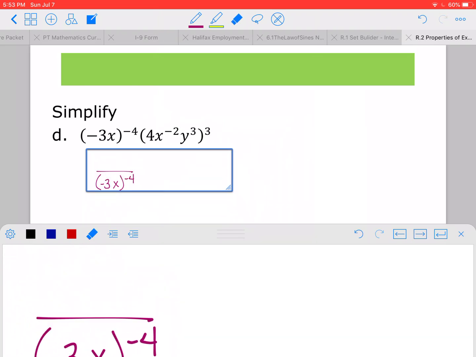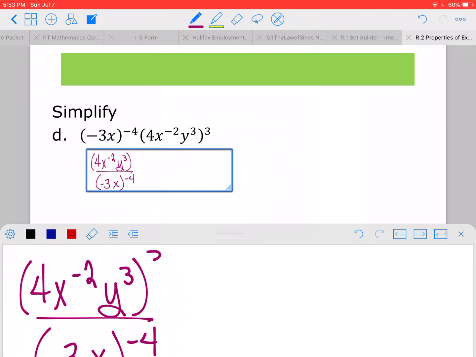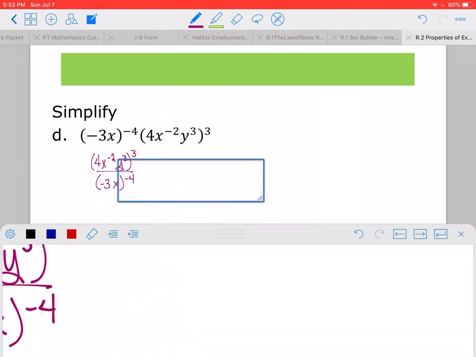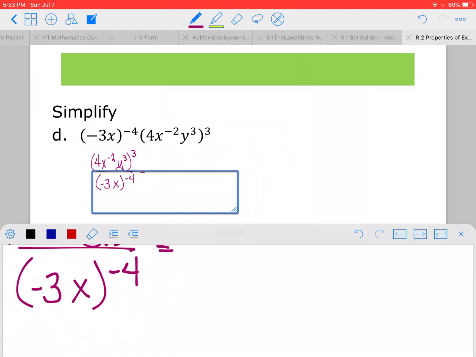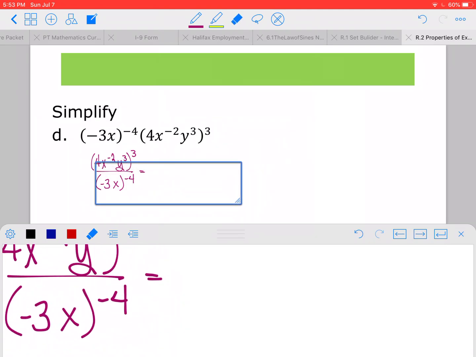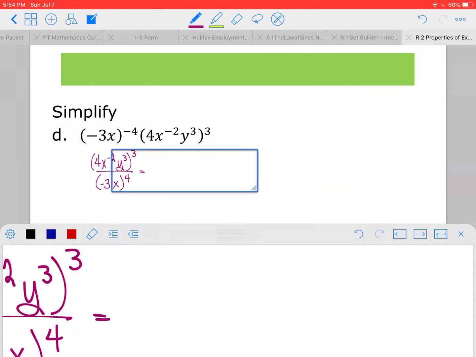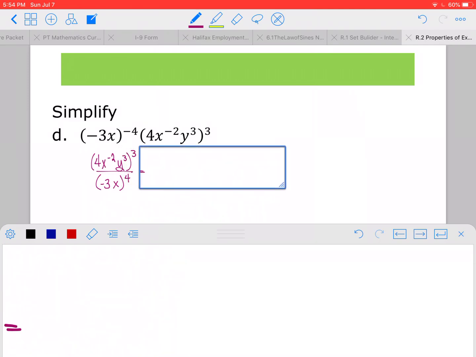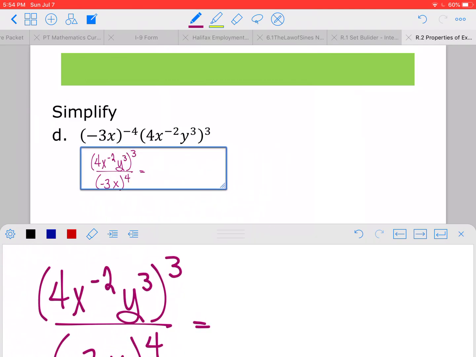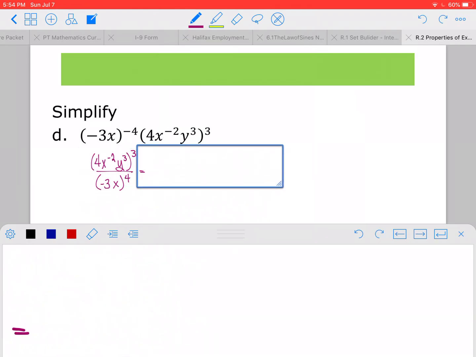Okay, and then on top we have 4x to the negative 2. We'll worry about that in a minute. Y cubed, and then all cubed. And I was supposed to get rid of that negative, wasn't I, when we moved it down? So that's just to the 4th power. Okay, so take that cubed on the outside and let's essentially distribute it through.